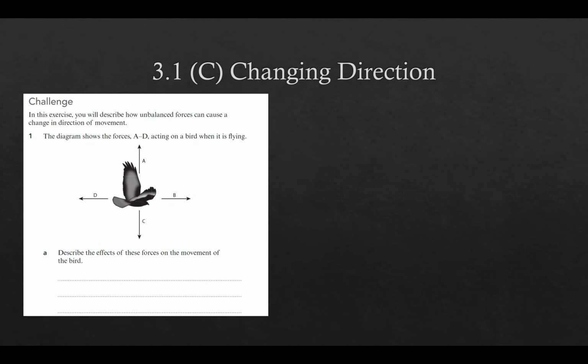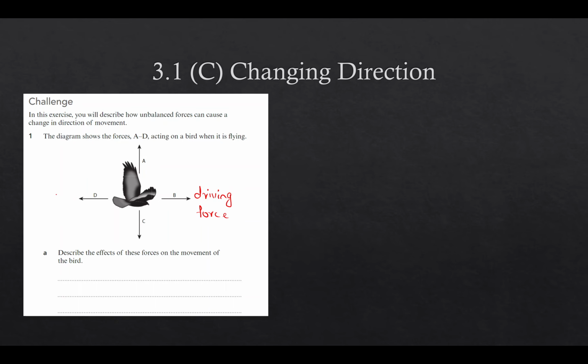Let's look at 3.1c, changing direction. Now, let's look at the first question. The diagram shows the forces A to D acting on a bird when it's flying. Describe the effects of these forces on the movement of the bird. Now we have four forces. Now let's say there is force B which is trying to push the bird forward and force D which is trying to push it in the opposite direction. Let's write what is force B. Force B is the driving force. Then force D will be frictional force because the bird is flying in air.